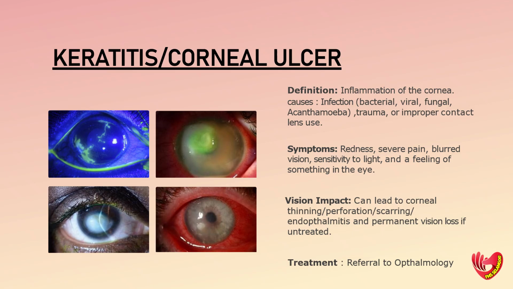Signs of bacterial keratitis might include conjunctival injection and focal white infiltrates. Immediate referral to ophthalmology should be made as it can lead to cornea thinning, perforation, scarring, endophthalmitis, and permanent vision loss if untreated.